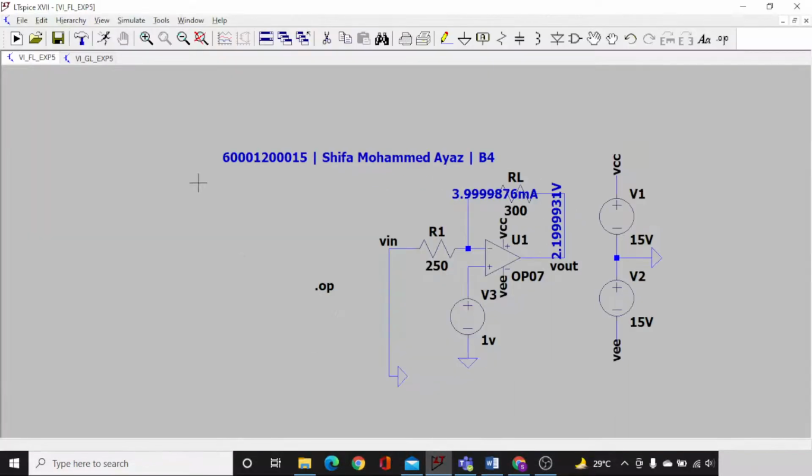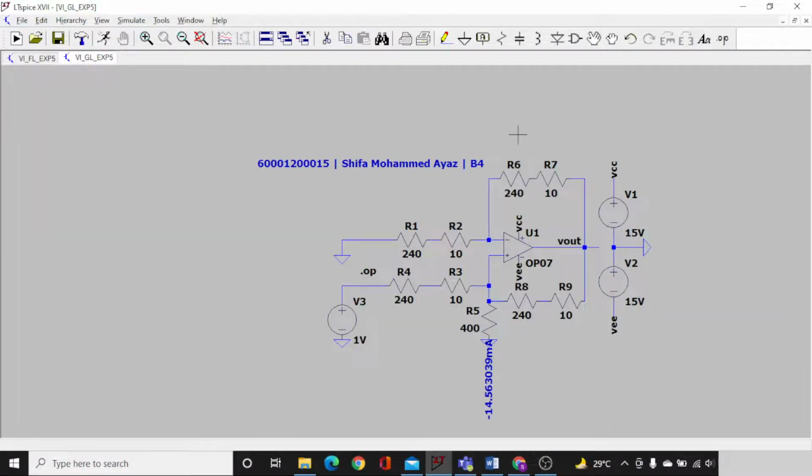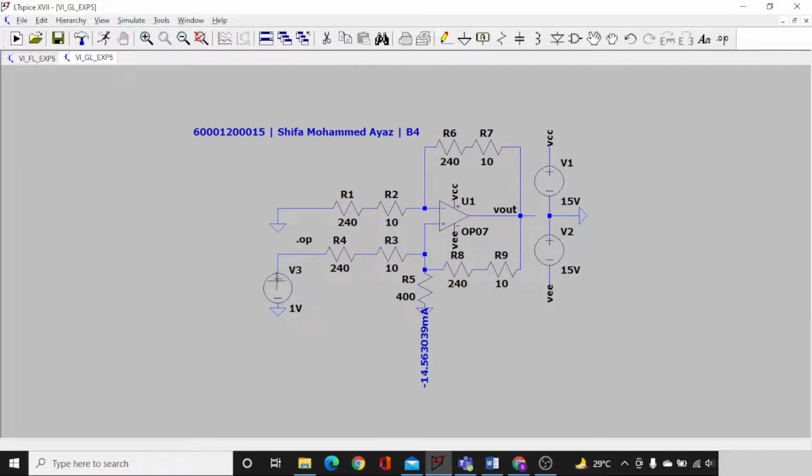So let's check that circuit out right now. This is a V to I converter with a grounded load, where my RL is 400 ohms and is grounded, and all the other resistances are 250 ohms. Since 250 is not a standard value, I've taken two resistances of standard value and added them together to get 250 ohms, keeping all the other parameters the same.